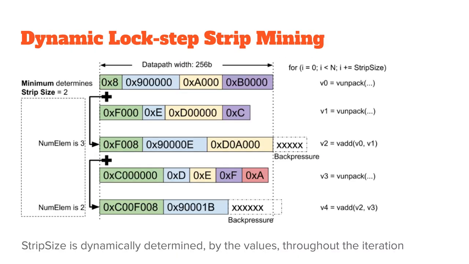We have seen the strip mining process by ARM SVE. It is paced by the hardware reported vector length. VarVE's lockstep strip mining is somewhat similar, but dynamic, in the sense that the strip size, as in number of elements processed in an iteration, can change throughout the iteration. Here is an example where we add three streams of values together. An operation may produce fewer values than the operands if it faces back pressure, as the add operation producing V2 in the example.